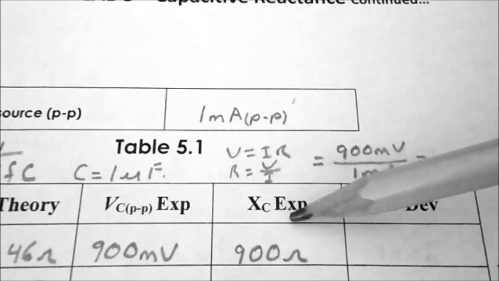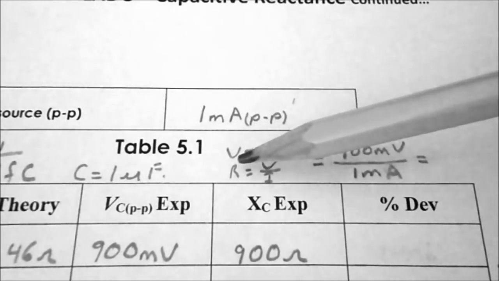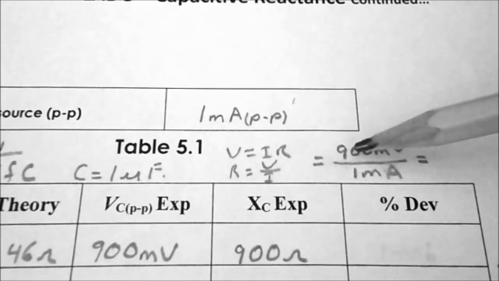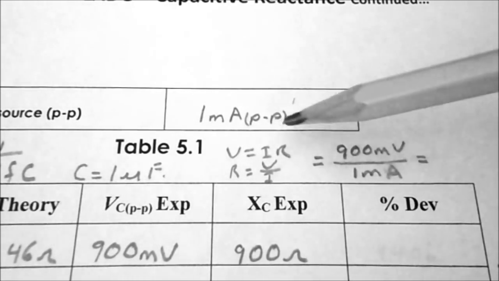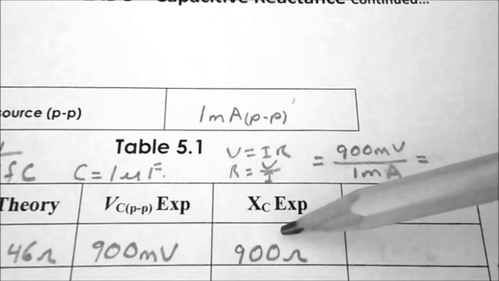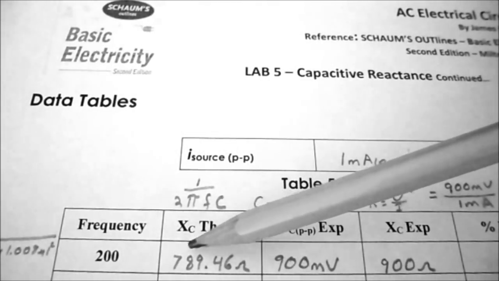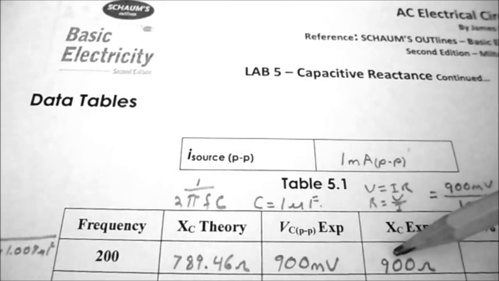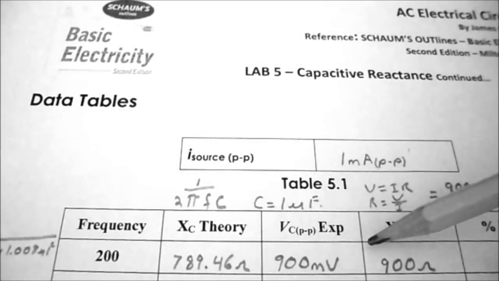So in table 5.2, I've recorded 900 millivolts. And to calculate XC experimental, we have to remember that V equals IR, so R is equal to V divided by I. In our case, we take the 900 millivolts and divide it by the 1 milliamp from table 5.1, resulting in 900 ohms. So you can see XC, in theory, should have been somewhere around 790 ohms, and XC experimental turned out to be 900 ohms. I'll explain this discrepancy later on in the video.